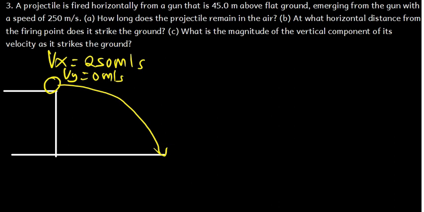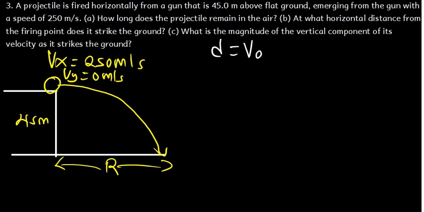Now the first question is saying how long does the projectile remain in air? This is the same kind of question as question 2. How high the building was is 45 meters. Then we need to find again the range, which we don't know. Remember, we are using the y, so we're going to say that d is going to be equal to v initial times t plus half g t squared.